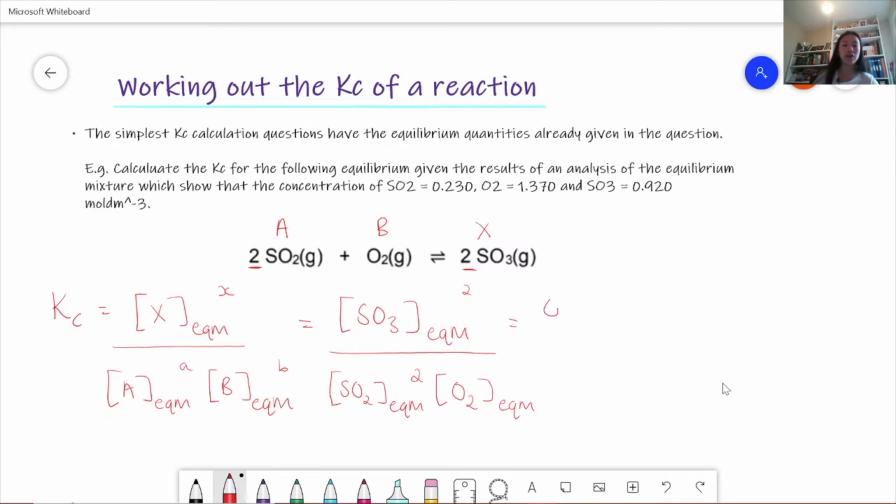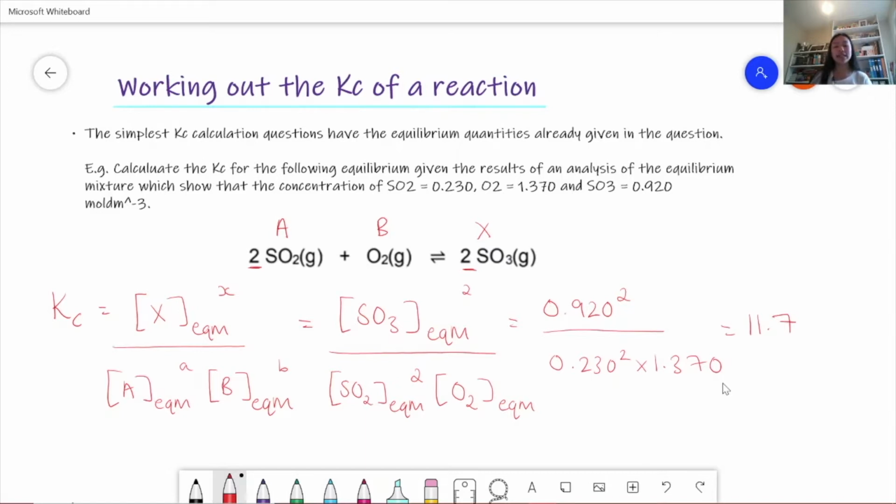So we have 0.920 squared over 0.230 squared times 1.370, and that gives us 11.7.